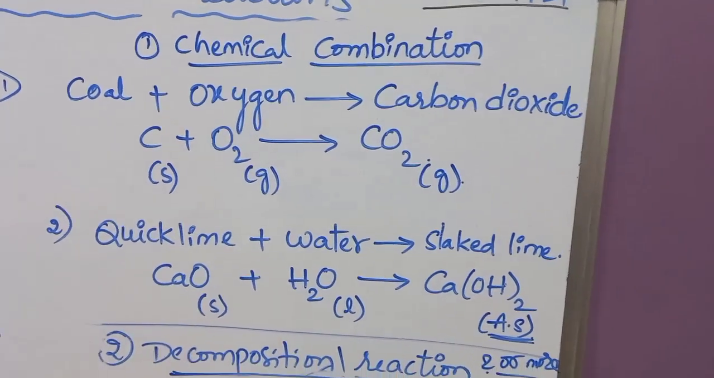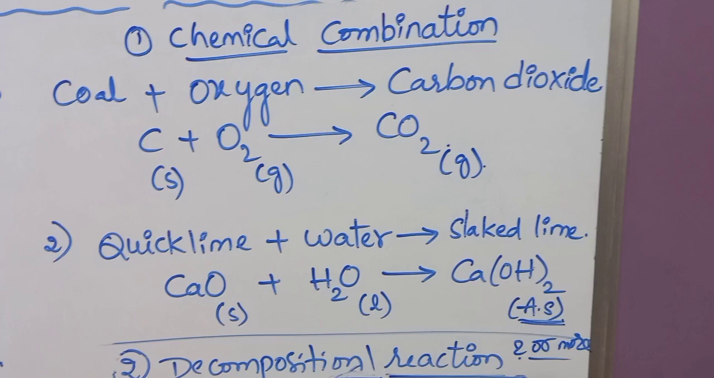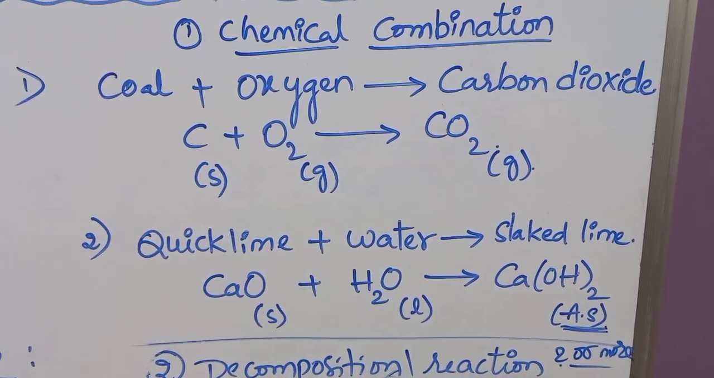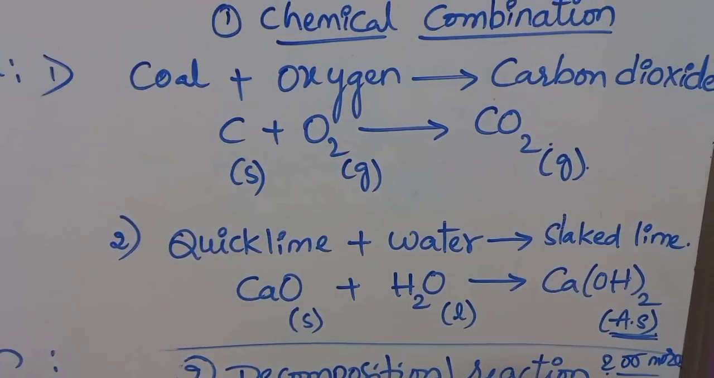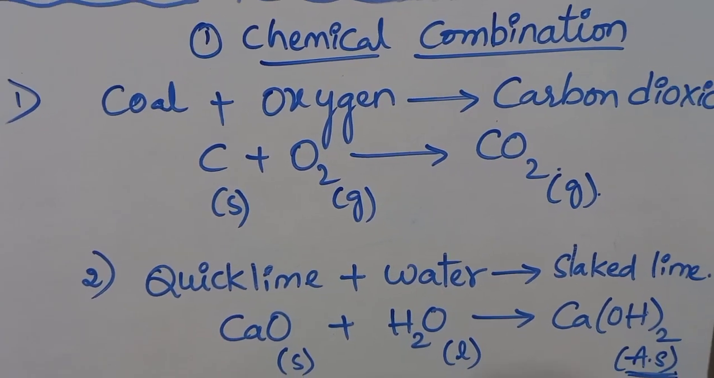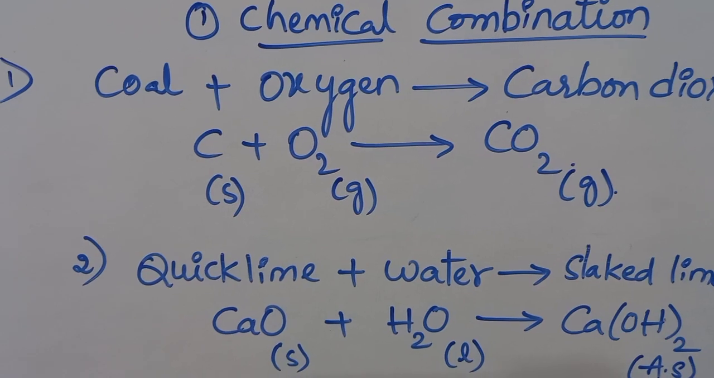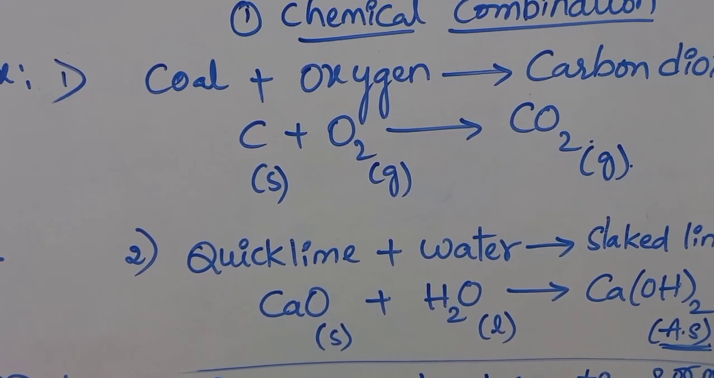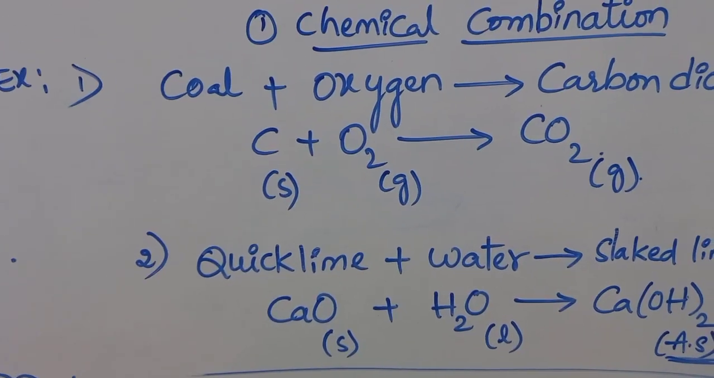When coal combines with oxygen, we get carbon dioxide as the only product. This chemical change can be represented in the form of an equation: C plus O2 gives rise to CO2. And here C represents the carbon. So coal contains carbon in it. So we write C plus O2 gives rise to CO2. In this equation, under the symbol C, we have written S in the bracket that indicates the physical state of the substance. So carbon is in the solid state.